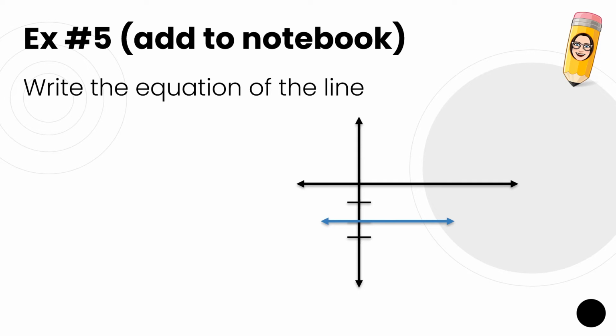Let's talk about writing this equation. Now, this is a special line, right? It has a slope of 0. That's unique. Now there's several ways you could write this, but let's make it easy.